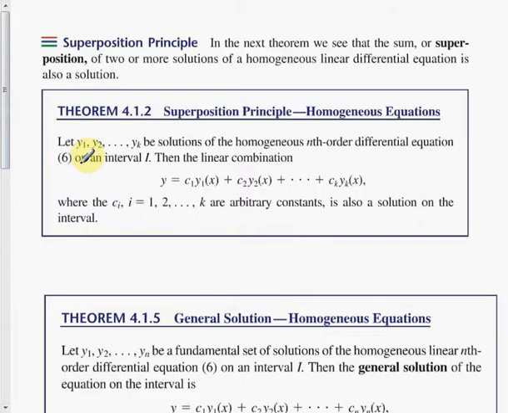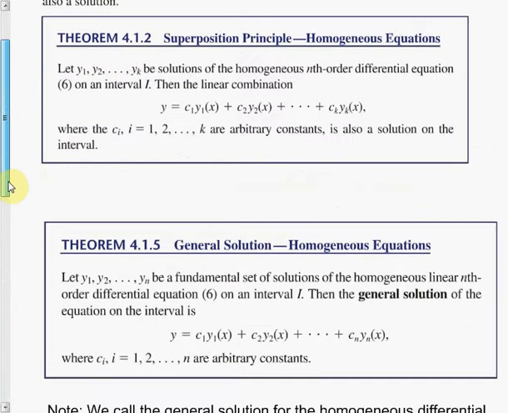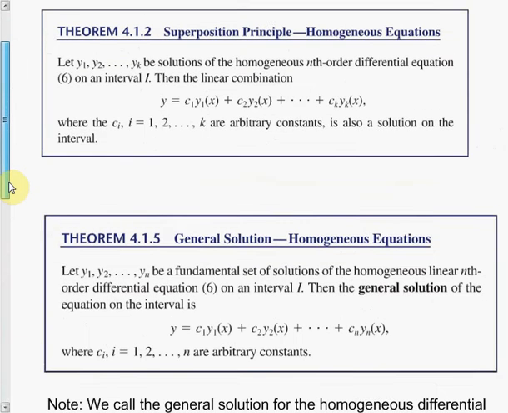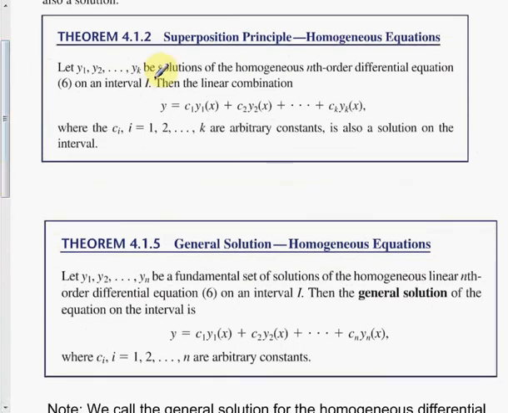It's good stuff. Theorem 4.1.5 is just a copy of that previous theorem. The only difference is that he's saying what these functions, y sub 1 to y sub k, are: they are the fundamental set. Basically, they're linearly independent. So he could have saved some time and just said one of them, and that would have been sufficient.